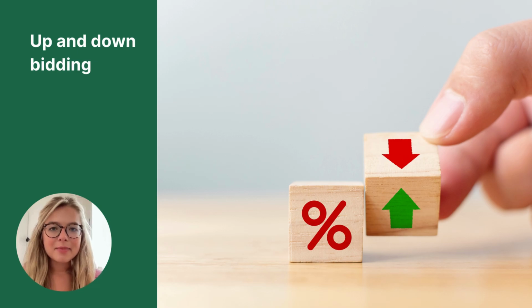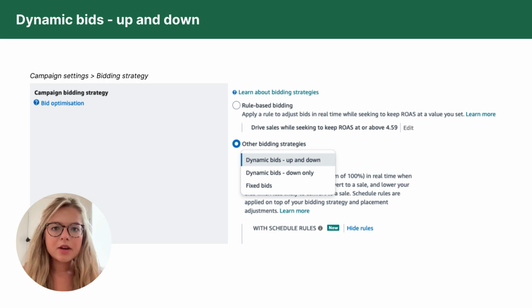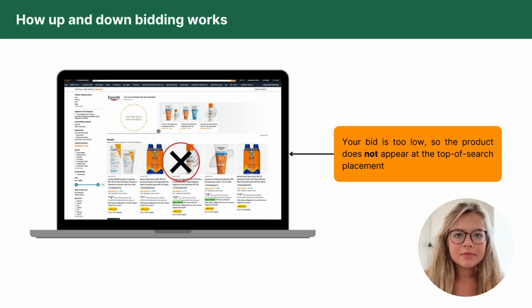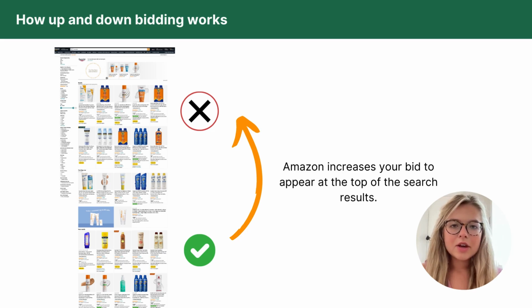Now let's see how the up and down bidding works. Go to the campaign settings and change the bidding strategy. There are 3 options: up and down, down only, and fixed bids. Let's suppose you, as an Amazon seller, set a bid for a keyword, but it's too low for your product to appear at the top of search results. Your product would theoretically appear mid-range with the bid you have set.